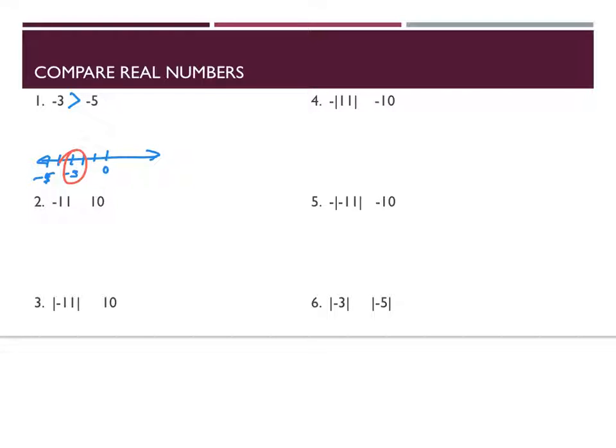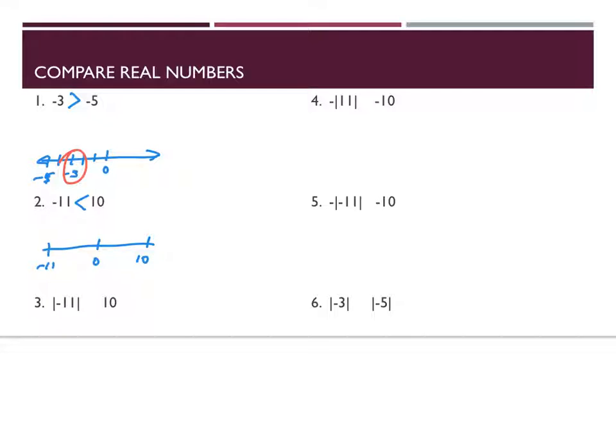Now what about -11 and +10? Well, hopefully that's a no-brainer. If you've got 0 on the number line, +10 is over here, -11 is back here somewhere. 10 is obviously more. So 10 is the larger number. So I use a less than symbol because I read from left to right, meaning if 10 is the bigger, 11 is the smaller. So -11 is less than +10.